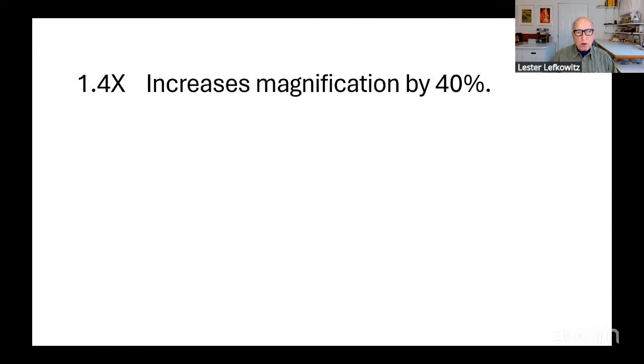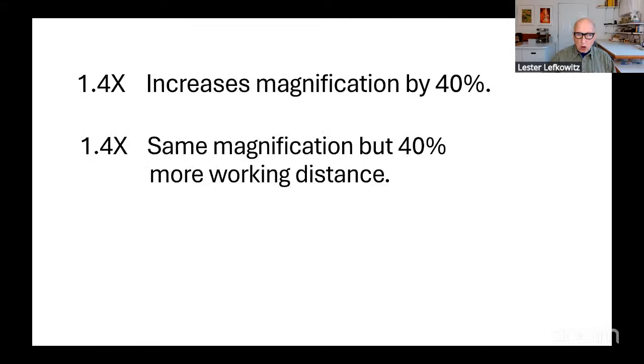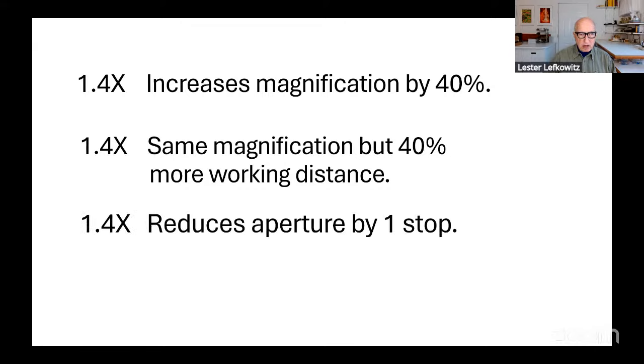The 1.4x teleconverter increases the magnification by 40%, or you get 40% more working distance if you keep the same magnification. But like all teleconverters, in this case, you lose one stop of aperture. So if your lens is set to f8, it's now going to act, in terms of exposure and depth of field, as though it's f11, one stop less.